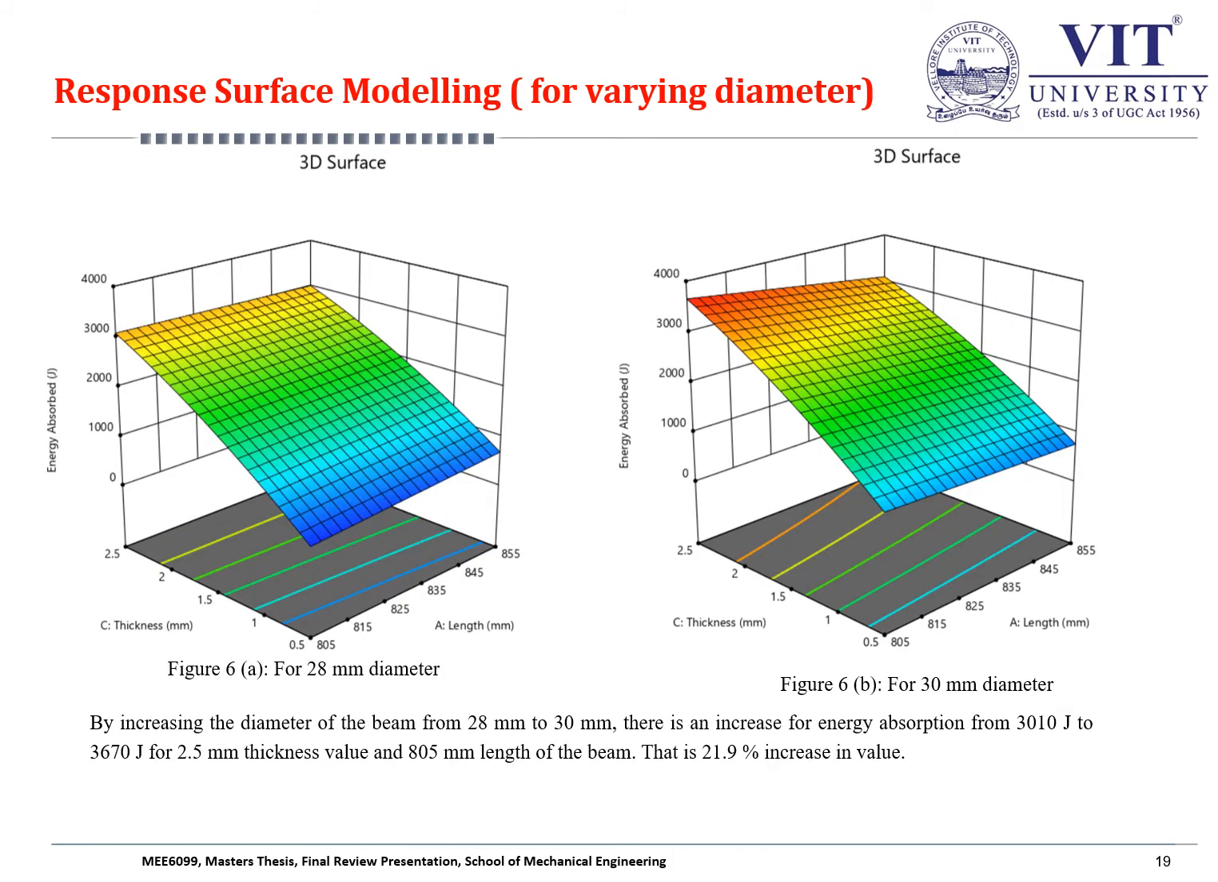Similarly, I have chosen the parameters such as thickness value as 2.5 mm and length value as 805 mm for freezing, and I have increased the diameter from 28 mm on the left side to 30 mm on the right side. And the energy absorption value has jumped from 3010 joules to 3670 joules. That is a 21.9% increase in value.